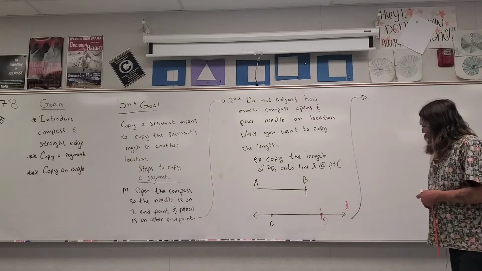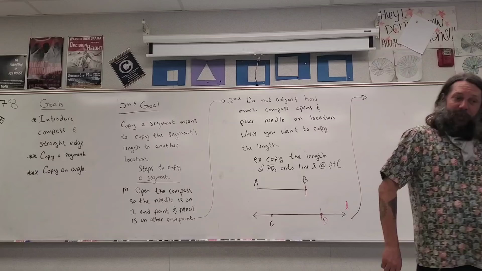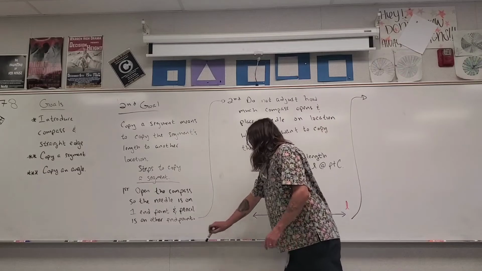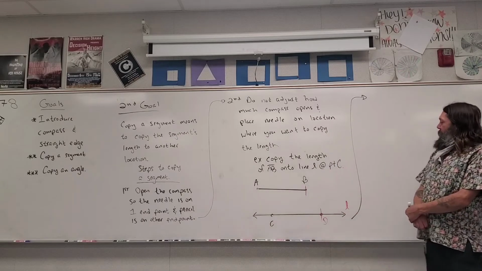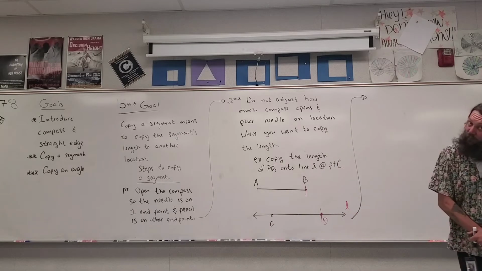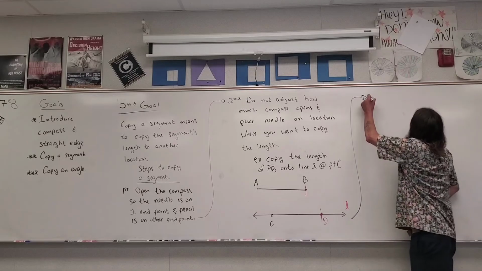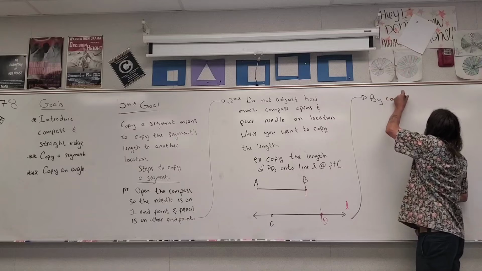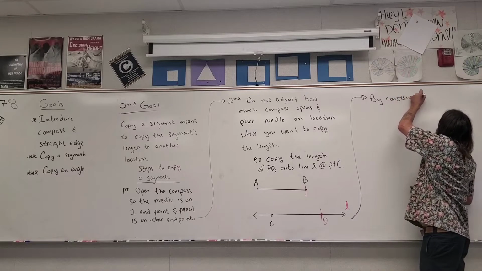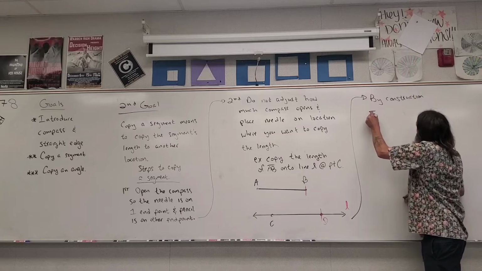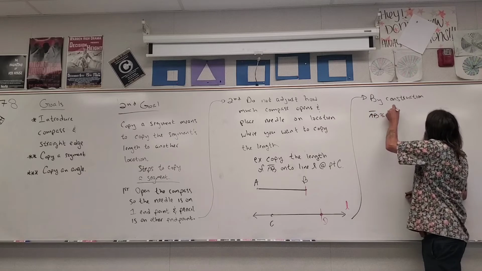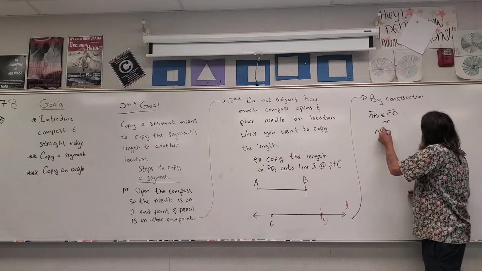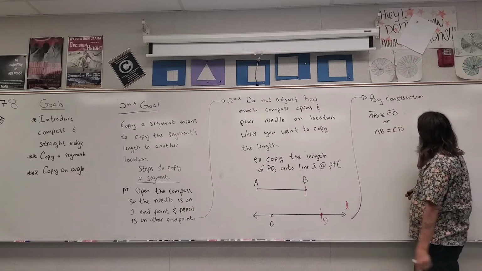So by construction, by how I built it, I can confidently say that the length of segment AB is going to be equal to the length of segment CD, or congruent to segment CD. So by construction, segment AB is congruent to segment CD, or the lengths are equal. The length of segment AB is equal to the length of segment CD.